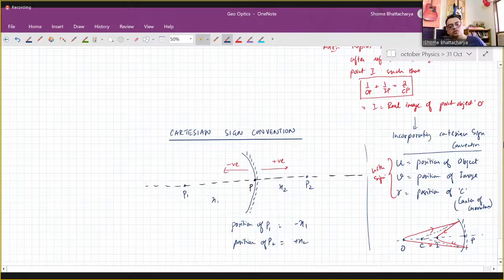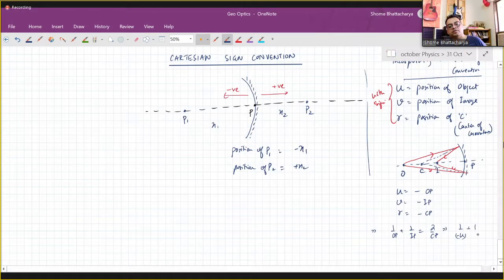So 1 upon OP plus 1 upon IP is equal to 2 upon CP. This implies that 1 upon minus u plus 1 upon minus v is equal to, in this case, 2 upon minus R. So we have the formula 1 by v plus 1 by u is equal to 2 by R.